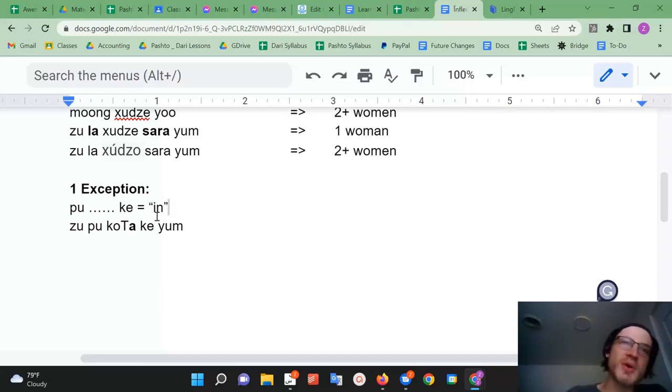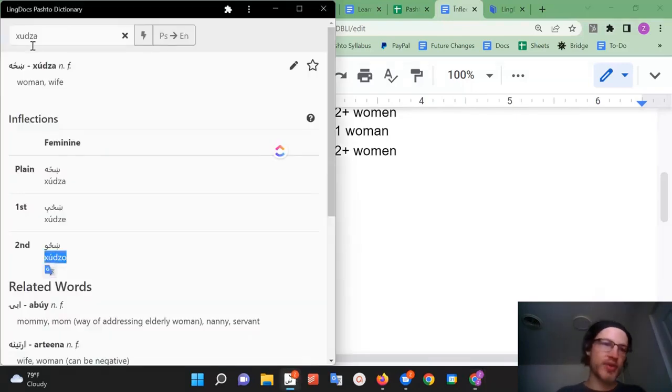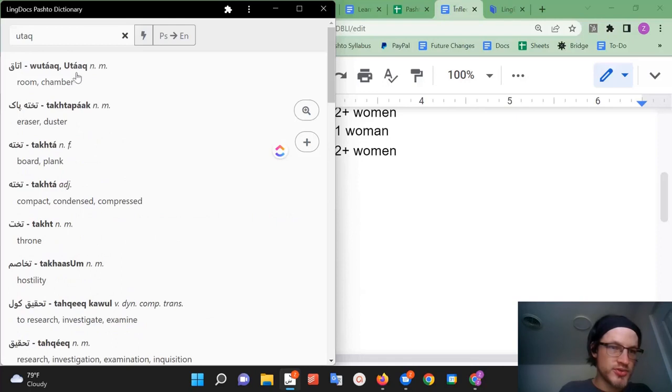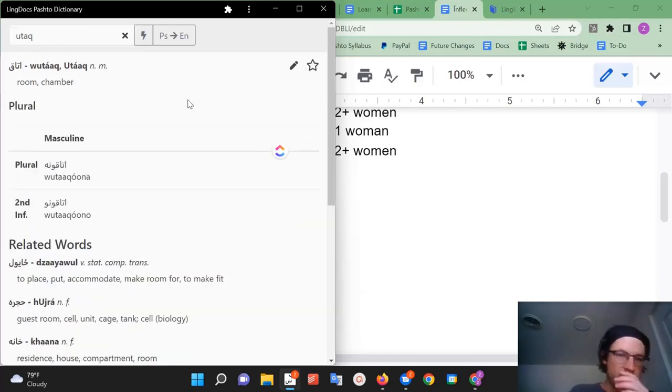So actually, most of the time this doesn't really make a difference because, if you remember, there are lots of words that end in a consonant, for example, like the word utak. If you see the word utak, it actually doesn't inflect. Now, this is a little bit tricky. With the dictionary, you'll see we have the plural form of the word, utakuna, but that's not the same thing as the first inflection. That's why it's written plural here and not first inflection.